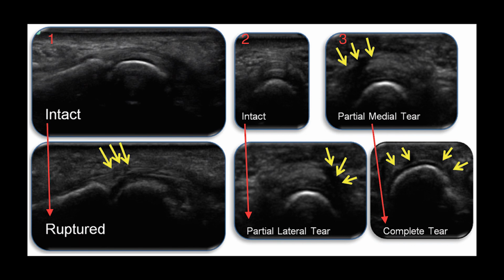If we take a look at image number 3, we have a partial medial tear, which is exactly what we were looking at in the partial lateral tear. But I want you to see the difference between that medial tear and what a complete tear would look like, indicated by the 4 arrows on the bottom right image. There is complete discontinuity and no attachment along the entire curvilinear aspect of the bone.